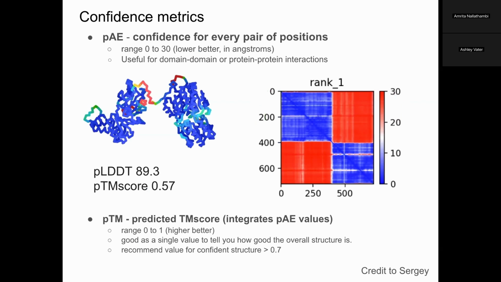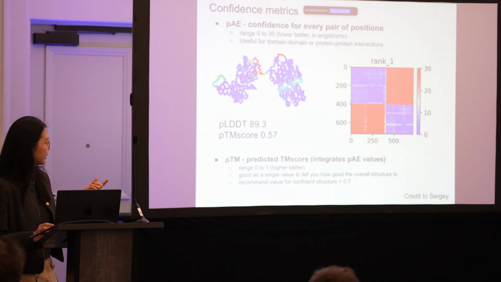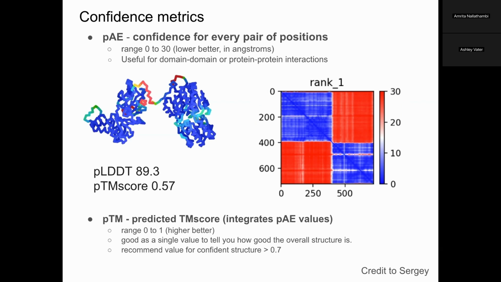The PAE score is a confidence for every pair of positions. If you have a protein sequence of length L, it outputs an L by L matrix, which gives the confidence of all pairs of residues. Typically for multimers, you can focus on the inter-chain residues, which are the red part here. If your proteins are not binding well or have high uncertainty at the interface, it will output a high PAE score.